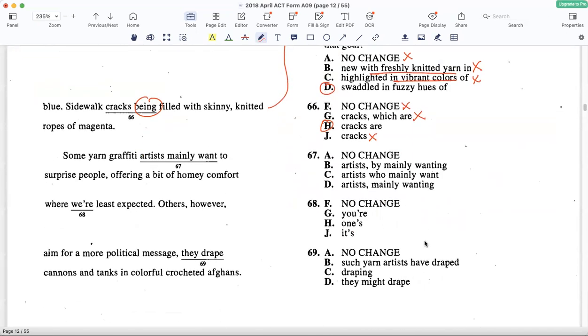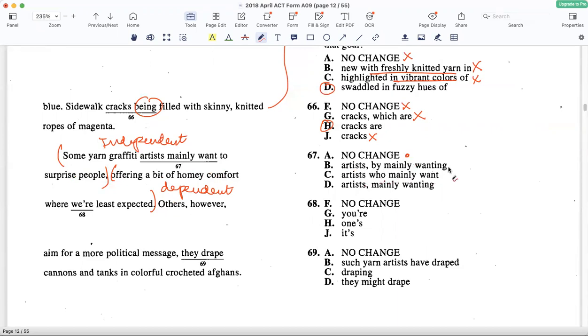Some yarn graffiti artists mainly want to surprise people, offering a bit of homey comfort where we are least expected. Okay, so here I'm saying some yarn graffiti artists mainly want to surprise people, offering a bit of homey comfort. So this has to be the independent clause. And this is, as we can see, the dependent clause. So then the way it's written is fine because some yarn graffiti artists mainly want to surprise people is a complete sentence. So I like A.